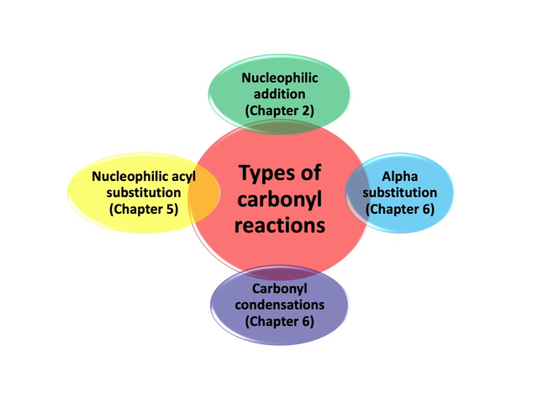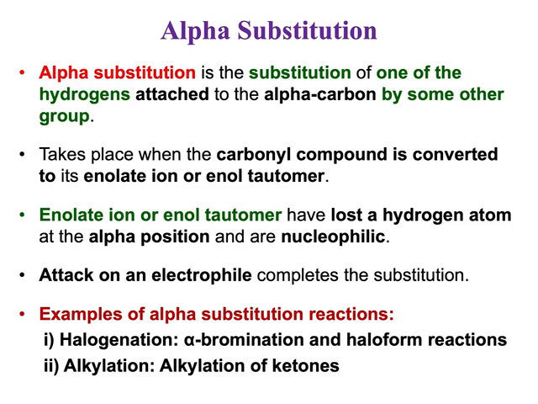There are four types of carbonyl reaction. So there are nucleophilic addition, which we learn from chapter 2, alpha substitution from chapter 6, carbonyl condensation also from this chapter, and nucleophilic acyl substitution, which we learn from the previous chapter, chapter 5. So what is the alpha substitution?